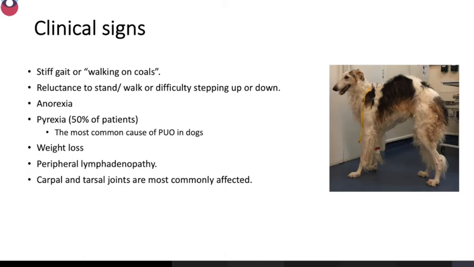And clinical signs typically tend to be having a stiff gait, or animals looking like they're walking on coals. It can be one of the most common forms of pyrexia of unknown origin in dogs as well, and sometimes they will present with signs related to pyrexia, or in their owner's eyes related to the pyrexia, so anorexia can be seen. And sometimes the signs can be quite dramatic, from an animal just not wanting to move to much more subtle, so not wanting to go up steps or not wanting to step up or down off the pavement, and they can also have a peripheral lymphadenopathy.